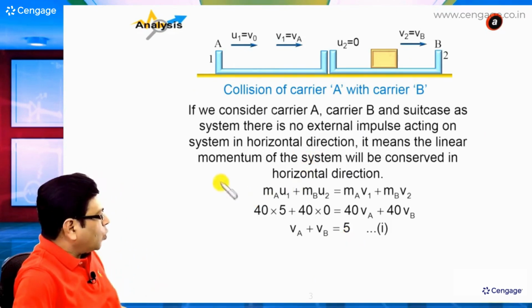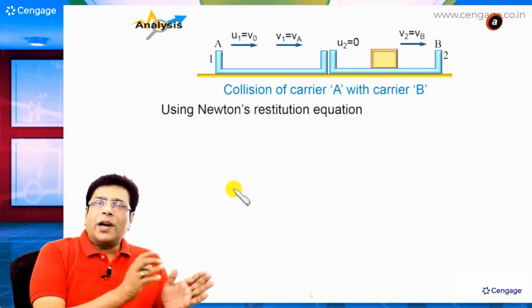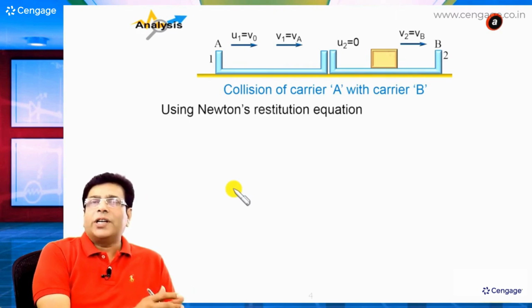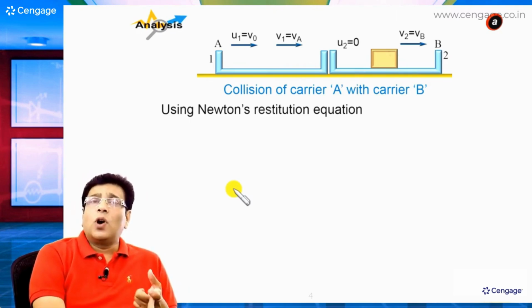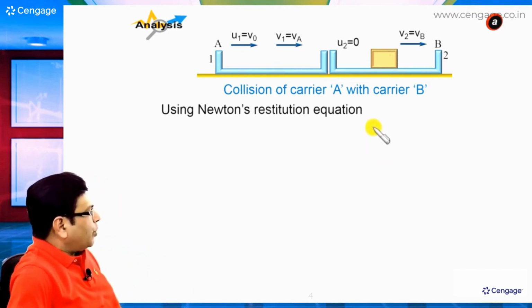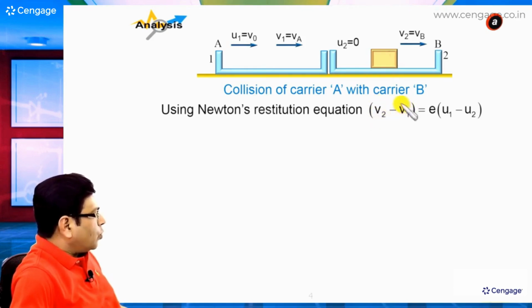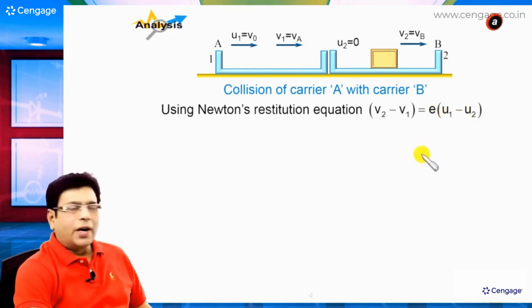The second equation will be the coefficient of restitution equation. So let us write it. In the coefficient of restitution, we write the relative velocity of separation equal to e times the relative velocity of approach. That is V2 minus V1 is equal to e multiplied by U1 minus U2. This is the coefficient of restitution equation. Now we can substitute the values of V2 and V1, these are unknown, and the values we know, and the e value that is equal to 0.8, which we are given.